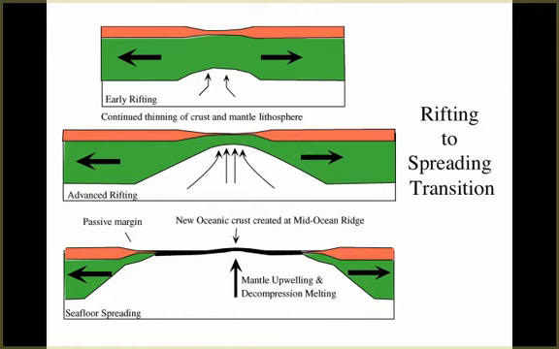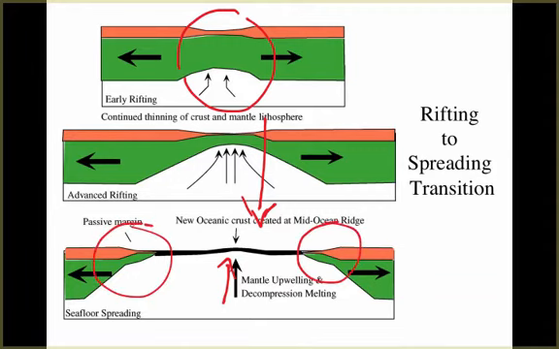If we look at the rifting to spreading transition, we start with the early rifting process where we're thinning the crust in the lithosphere. That leads eventually to the creation of new oceanic crust at a mid-ocean ridge, and that results from mantle upwelling and decompression melting to generate the basalts that form the new oceanic crust. And we also have the development of passive margins on the edges of this new ocean.